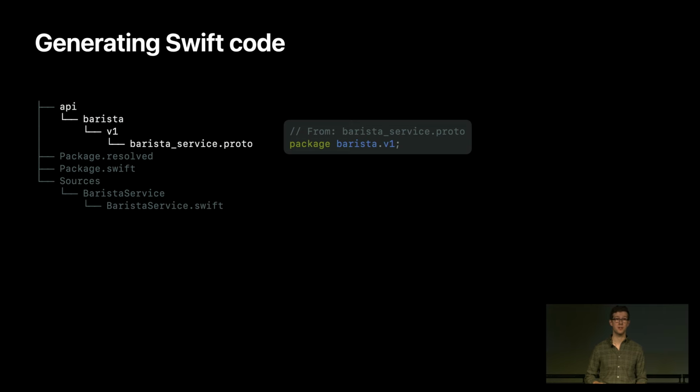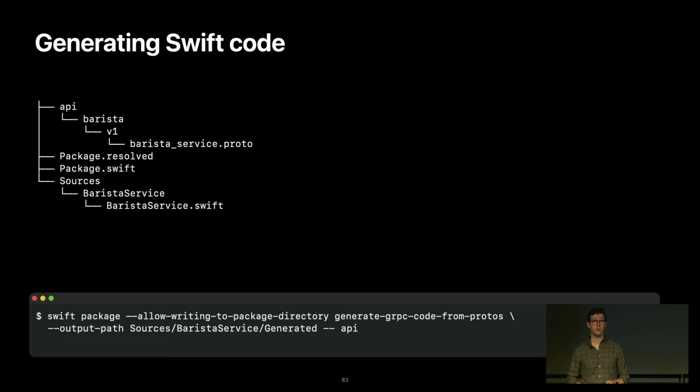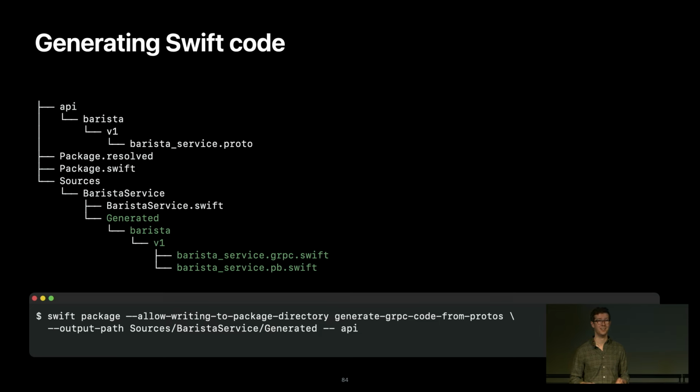The structure mirrors the package name in our proto file, and this is a strongly recommended convention to follow. It will make your life much easier. When you invoke the command plugin via the Swift package command, it will generate code into the source directory for all proto files found in the API directory. It generates two files for us, a gRPC.swift file containing the service code and a pb.swift file containing the Protobuf message code.